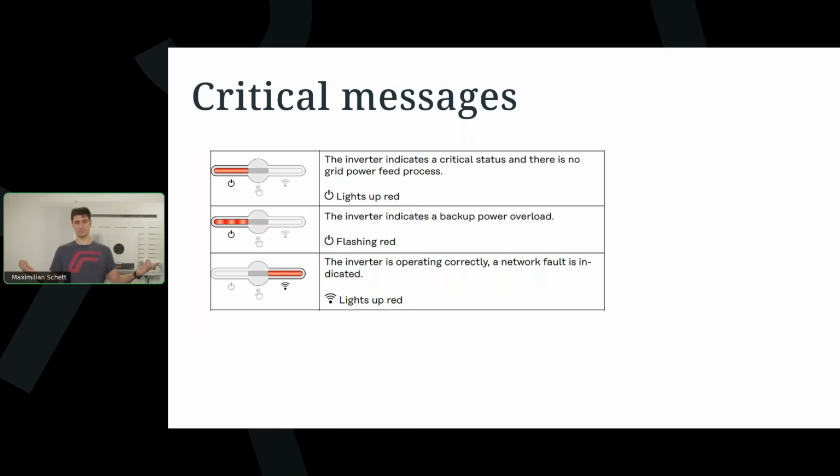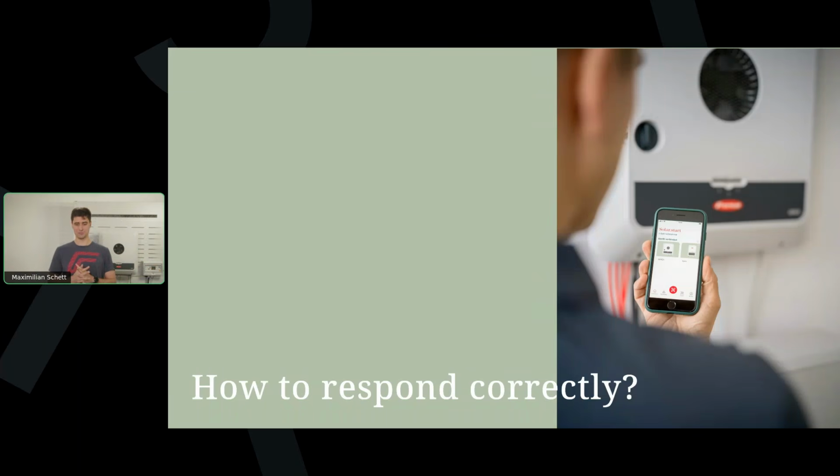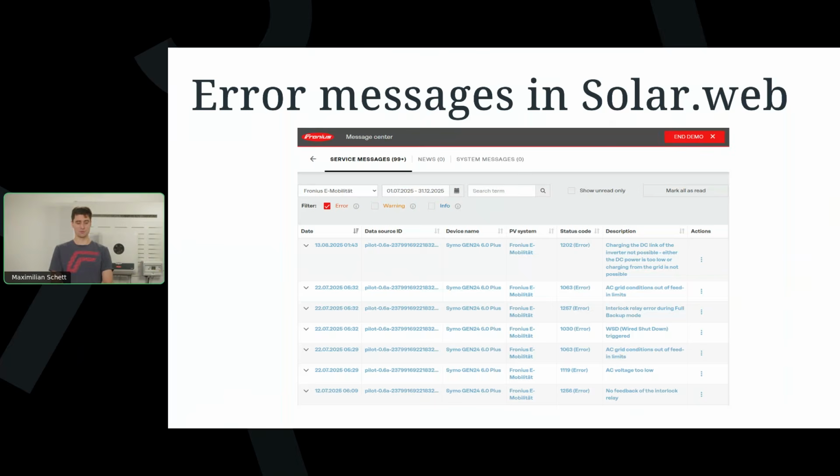So we come to the question how to respond correctly to those error messages. First of all, if there is a red light on your left LED, the operational light, connect to your inverter. You can either do that over SolarWeb or by connecting to it via opening the access point and using the SolarStart app. For you as an end customer, I would recommend going to SolarWeb. It's the easiest way. And then click on settings and service messages.